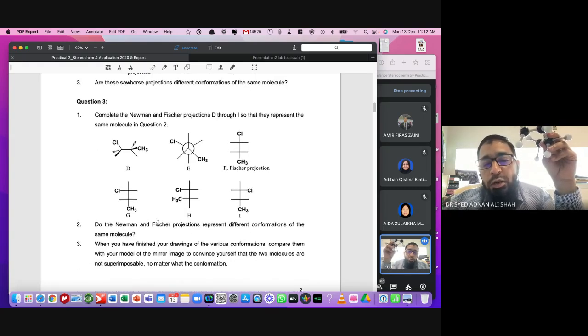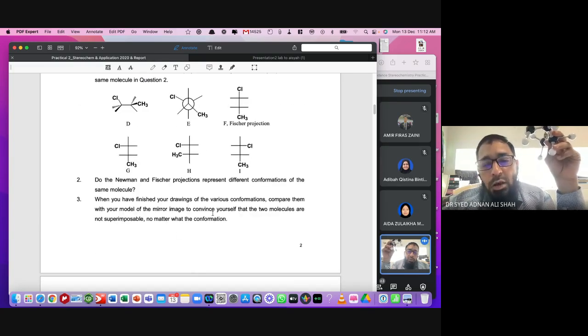So do the Newman and Fischer projection represent the different conformation of the same molecule? Of course, the answer is already given: yes, right? So this is how you have to go, yes or no, like this.